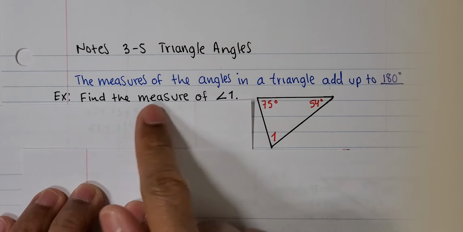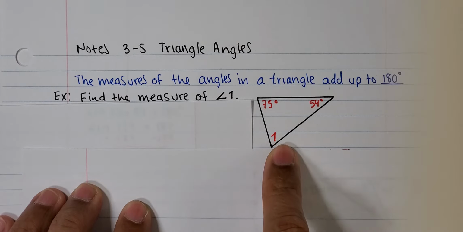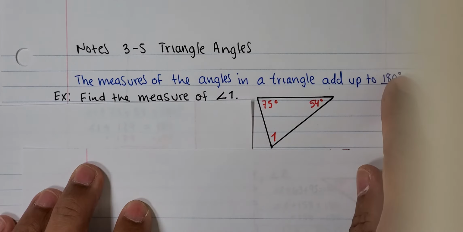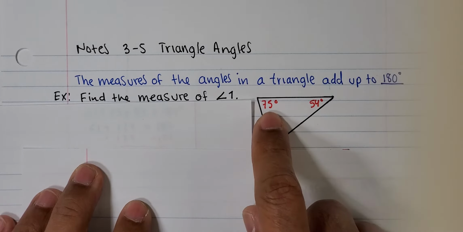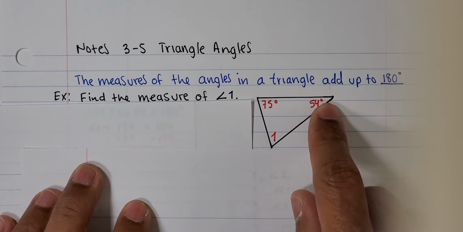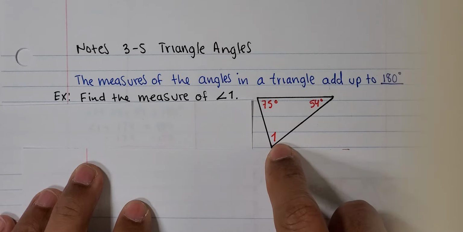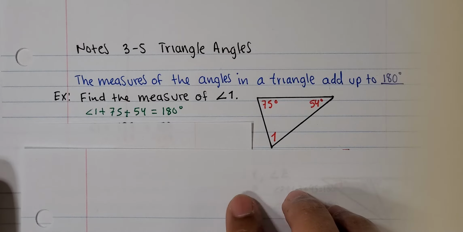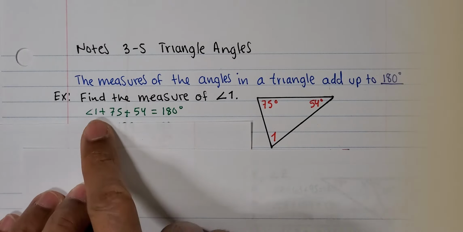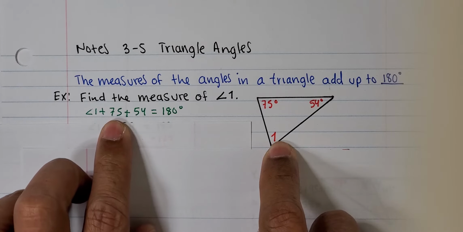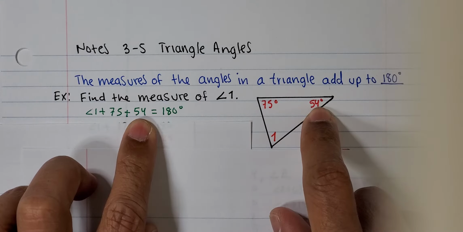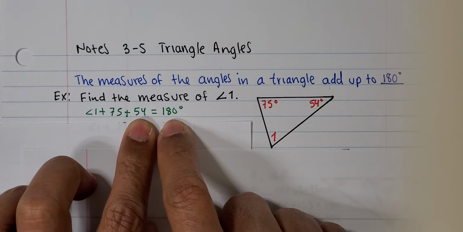So this is asking us to find the measure of angle 1. This is angle 1. Okay, so to find the measure of angle 1, according to this theorem, we just add the three angles, and all three angles have to add up to 180 degrees. So I'm going to make that first statement here: angle 1, which is this angle, plus this angle, which is 75, plus this other angle, which is 54. All three angles have to add up to 180.